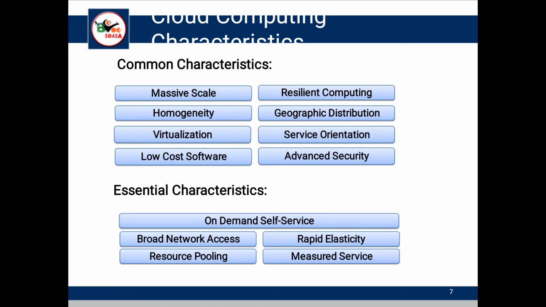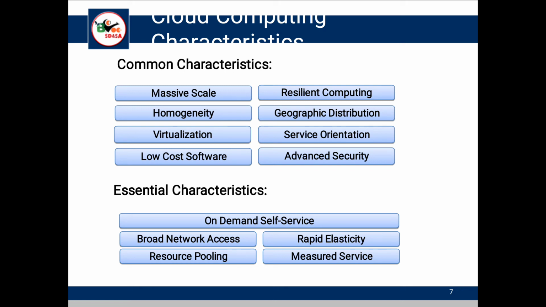And rapid elasticity. The capabilities can be rapidly and elastically provisioned, in some cases automatically, to quickly scale out and rapidly released to quickly scale in. To the consumer, the capabilities available for provisioning often appear to be unlimited and can be purchased in any quantity at any time. If we want to increase, we can increase, or if we want to decrease, we can decrease. So scalability is based on scale in and scale out. Both we can perform.